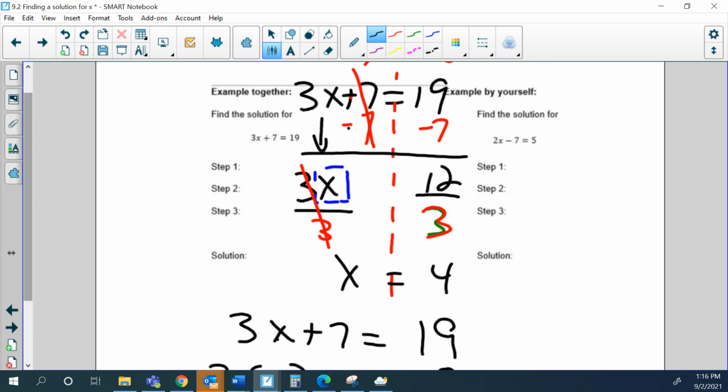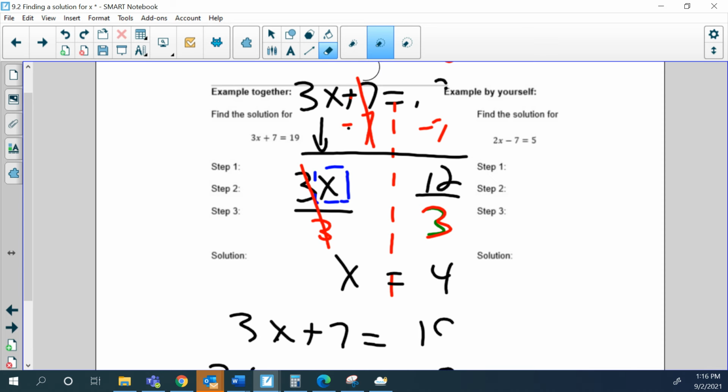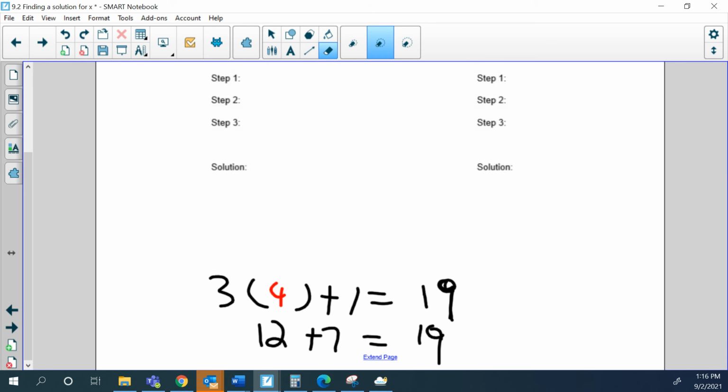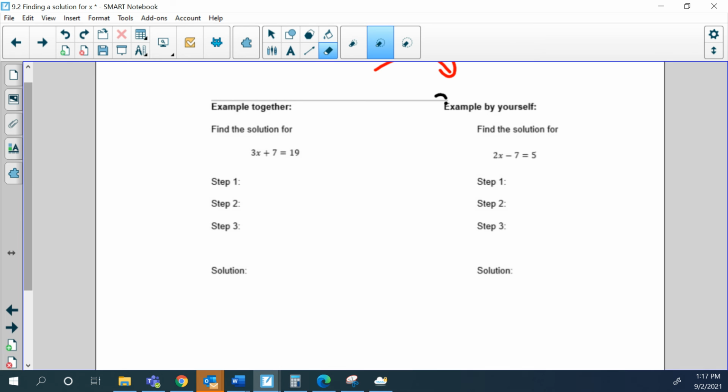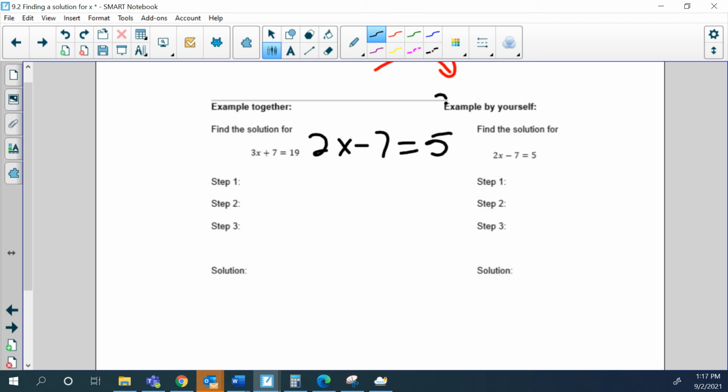All right, let's try number 2 on the other side. I'm going to erase this to get some more space. Okay, here we go. Let's try this one here. 2x minus 7 equals 5. Again, I'm going to rewrite my equation. 2x minus 7 is equal to 5. I'm going to draw my track.